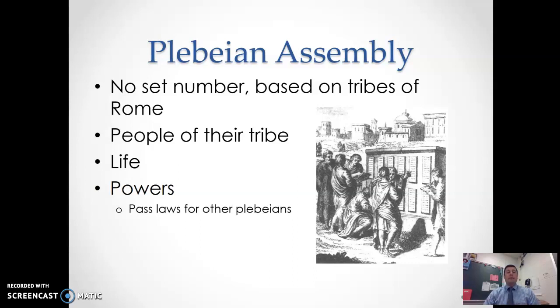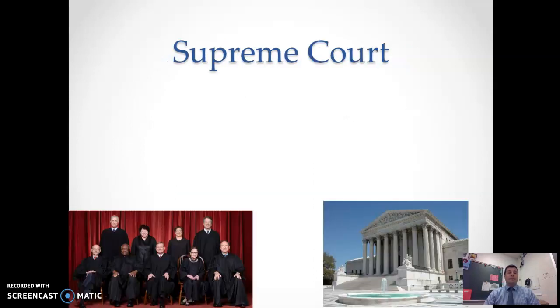Their powers, they can initially only pass laws for other plebeians, but that changes as they start to ask for more and more equality. And so eventually their laws apply to everybody. And eventually, it's at this point that the Plebeian Assembly gains a consul. So the two consuls no longer will just be selected by the Senate. Eventually, it evolves so that the Plebeian Assembly will select one and the Senate will select the other, giving that lower class a little bit more say.